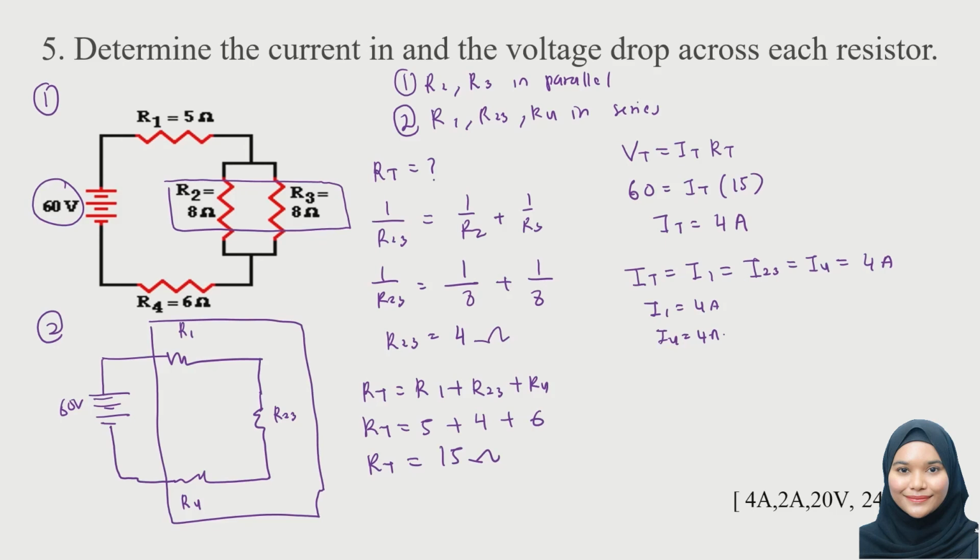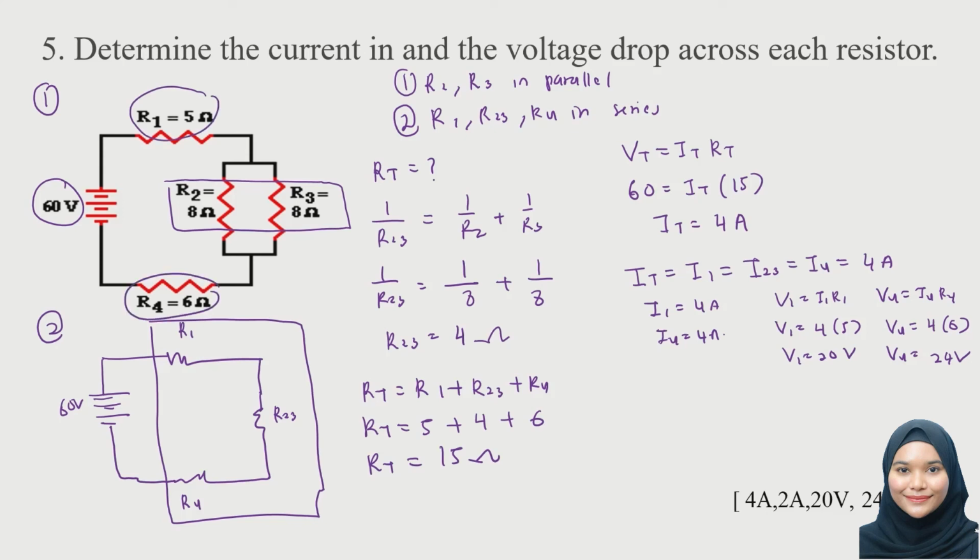Now, when we already know the current that flows through resistor 1 and resistor 4, we can look for the voltage. So we know V1 equals I1 R1 and V4 equals I4 R4. The current that flows through resistor 1 is 4 ampere and the resistance of resistor 1 is 5 ohm. So they give us 20 volt. Same goes to this one. The current that flows is 4, resistance is 6. So they will give us the answer of 24 volt.